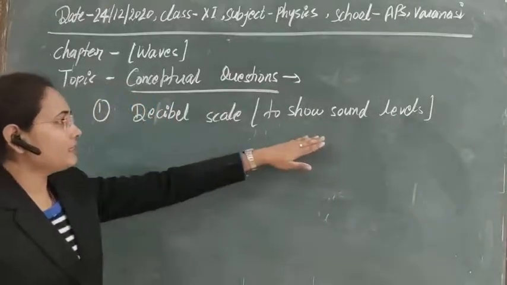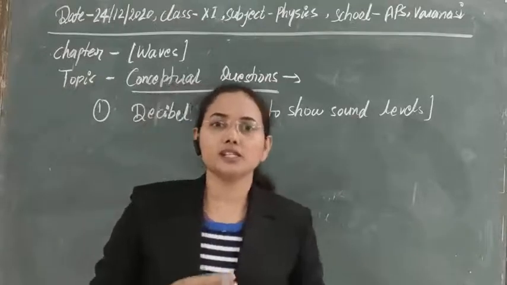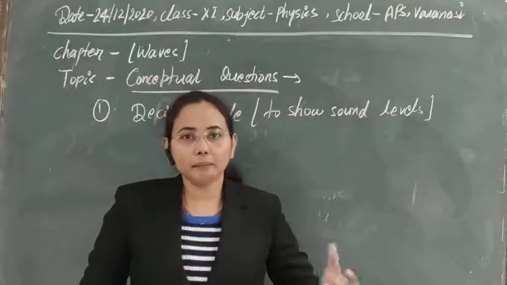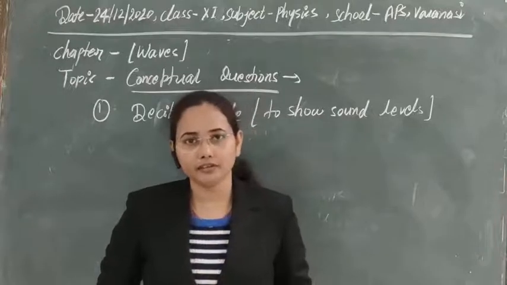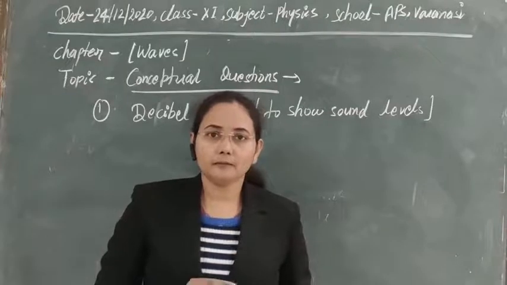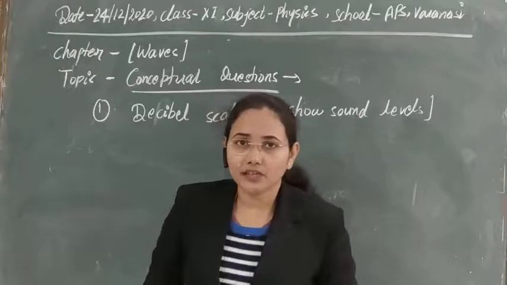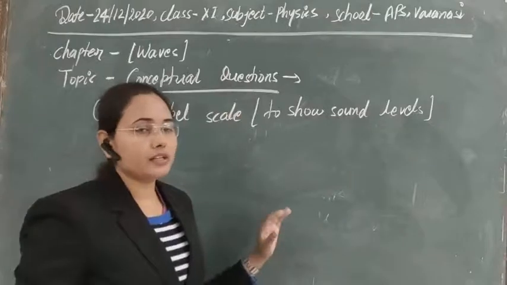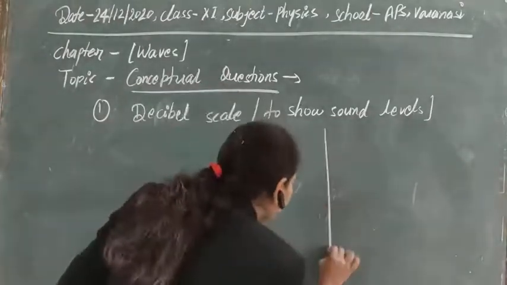First of all, in our daily life, we are listening to different sound levels. So what is the scale to measure the sound levels that we observe in our daily life? The scale that is used to measure the sound in our daily life is the decibel scale. On the decibel scale you can see what sounds we observe in nature. So first of all, suppose this is our decibel scale.